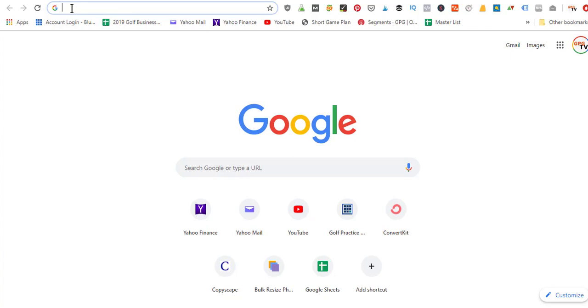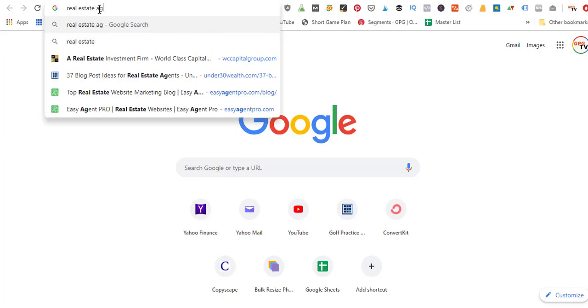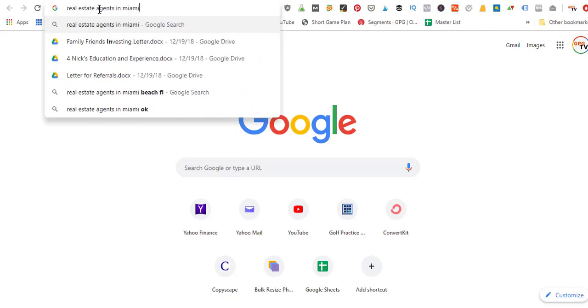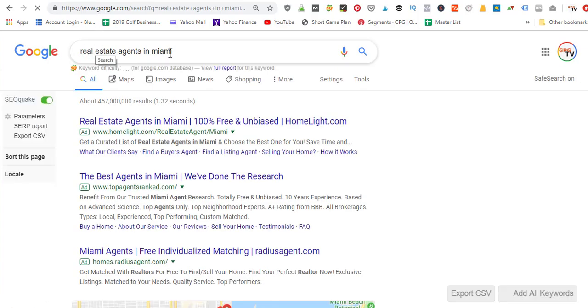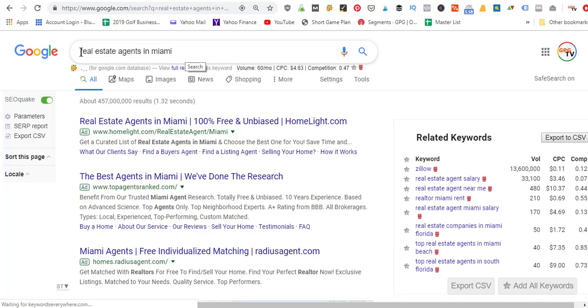So if we're going to use an example, I like to do real estate as examples since I run a real estate website called Under 30 Wealth that teaches real estate investing. We're going to do one for real estate agents. So let's do one here, real estate agents in Miami. If somebody was going to search for a real estate agent in Miami, Florida to sell their house, then they would type that into Google. So this is the search query. This is the keyword string. So these are all different keywords that they typed into their Google search.